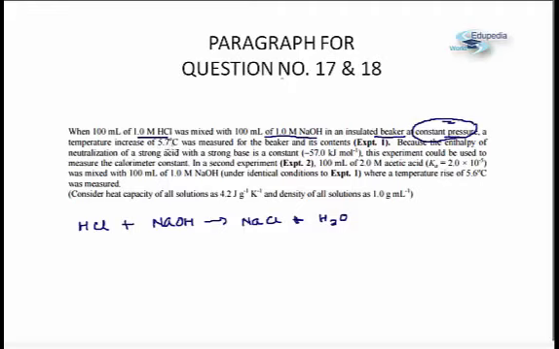A temperature increase of 5.7 degrees centigrade was measured for the beaker and its contents, and this has been reported as experiment 1. So basically what we are doing, we are carrying out the reaction of a strong acid and strong base, and all neutralization reactions, as we all know, are always exothermic in nature. That means heat is always released, and due to that there is an increase of 5.7 degrees centigrade which was measured for the beaker. This has been reported as experiment 1.